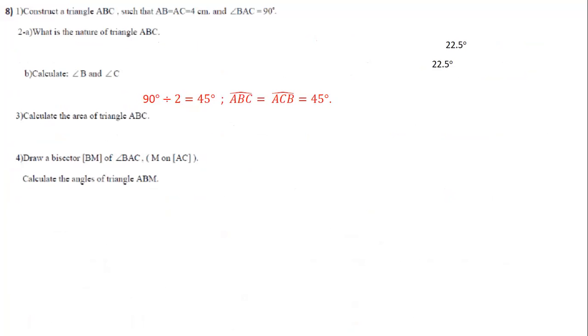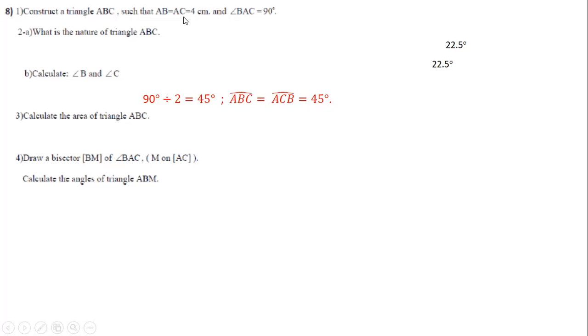Now, in exercise number 8, we should construct a triangle ABC. Construct means we should draw such that side AB equals side AC equals 4 centimeters. We have angle BAC equal 90 degrees. Who can tell me how we can draw this triangle? What should we draw first? The sides. First we draw a side, Razan, either AB or AC. We use the long ruler and we draw a side AB equal 4 centimeters.